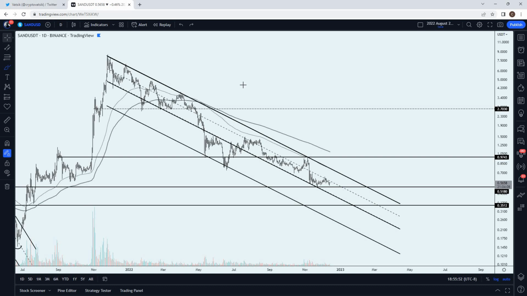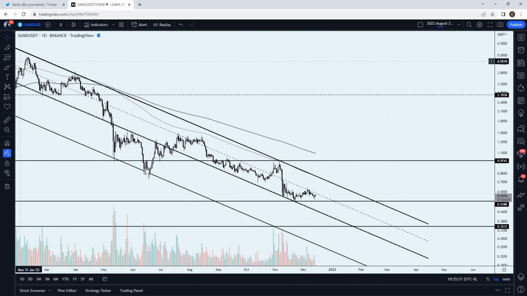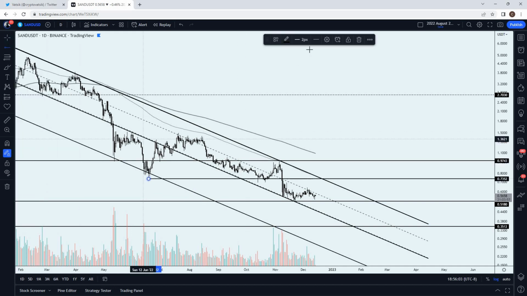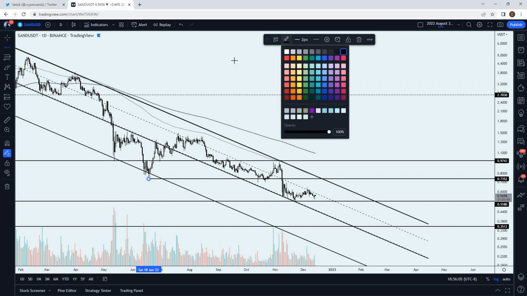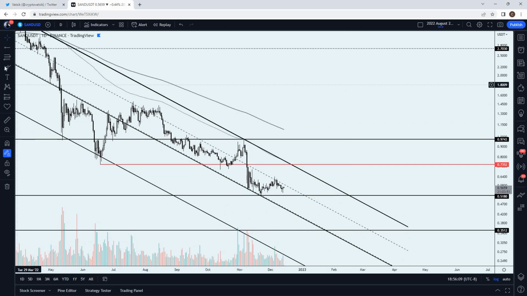I also have a pretty key level here as well. Okay, so from this low, this low back in June that we had, okay, that was a key SR level. Just make it red for now. That was a key SR level that we lost, okay? And so you can just see why here.